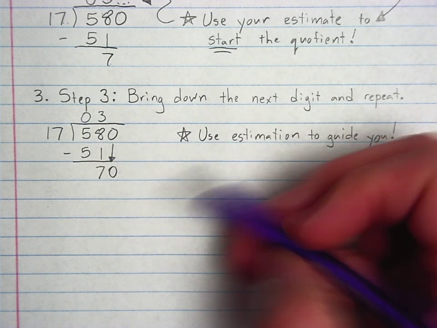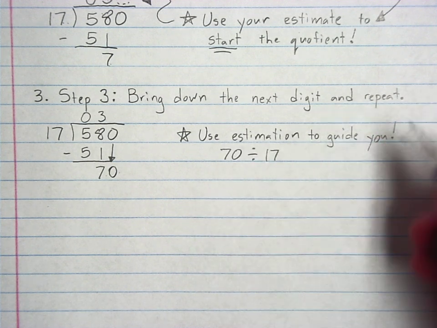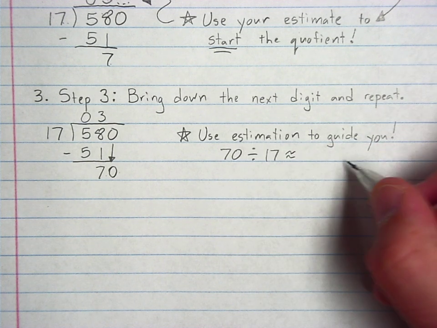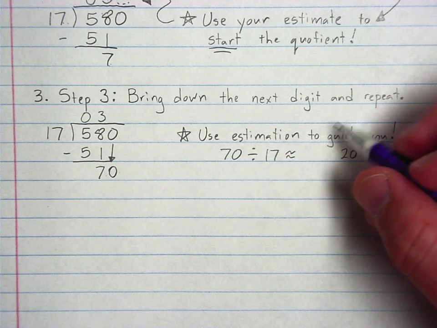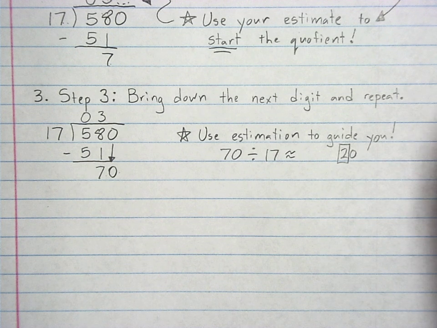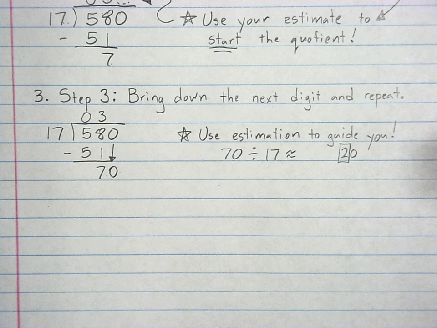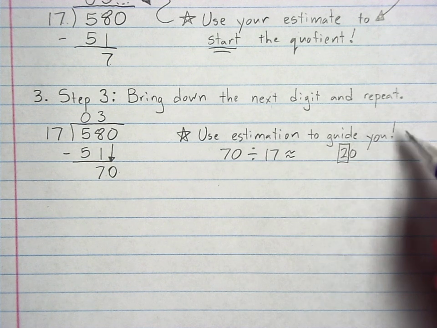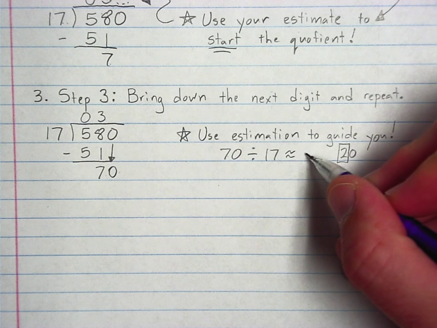Okay, 70, that's down here, right? 70 divided by 17. All right, well, 17, we already know, is pretty close to 20. 2 is not going to go into 7. It'll go into 6. It'll go into 8. This really could go either way. 70 divided by 17. But I'm going to go ahead and round this up to 80.